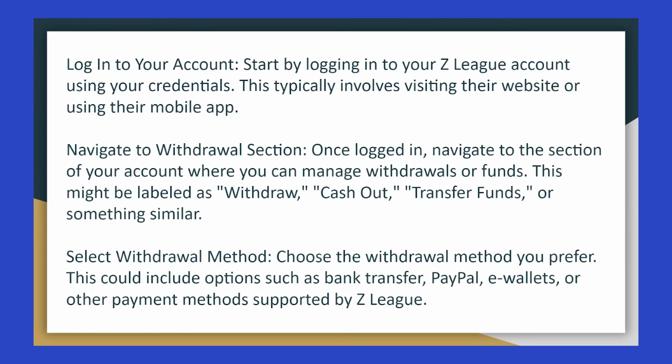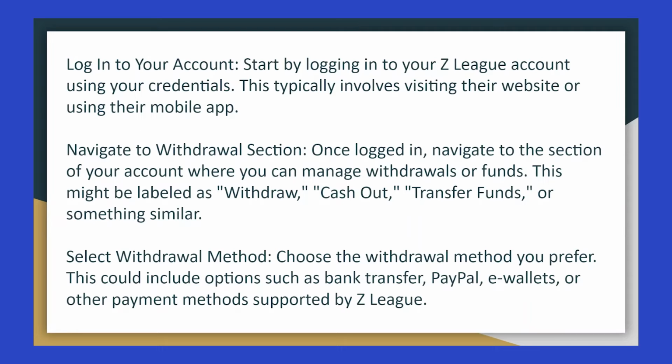Start by logging into your Z-League account using your credentials. This typically involves visiting their website or using their mobile app. Once logged in, navigate to the section of your account where you can manage withdrawals or funds. This might be labeled as withdraw, cash out, transfer funds, or something similar.